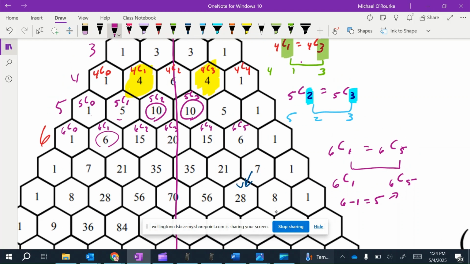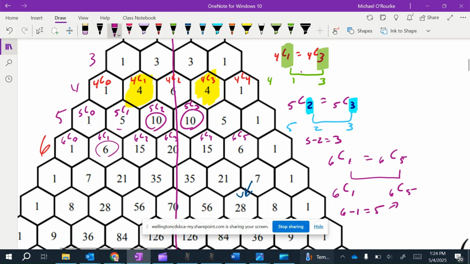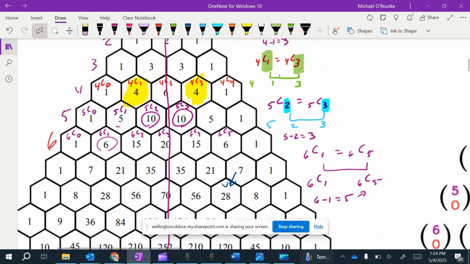If you look up here, 5 minus 2 equals 3. And our partner was 5C3. Up here, 4 minus 1 equals 3. Okay, and then my partner is 4C3. So I can make a prediction here. If I said 7C2, what's equal to 7C2? Well, I'm going to go 7 minus 2 equals 5. So 7C5 is equal to it.